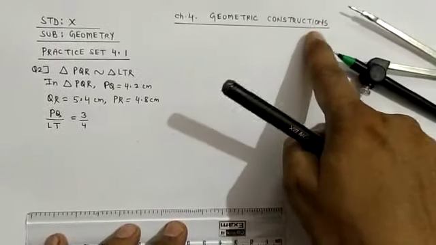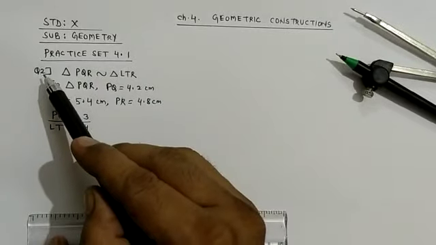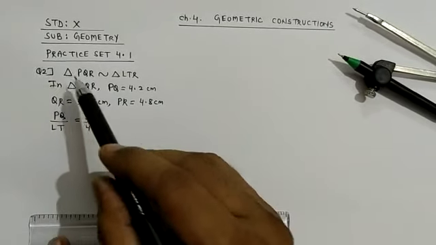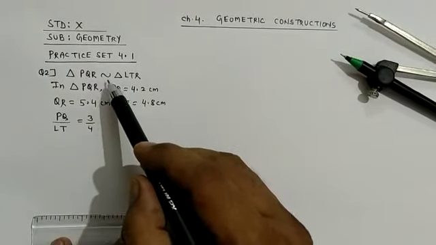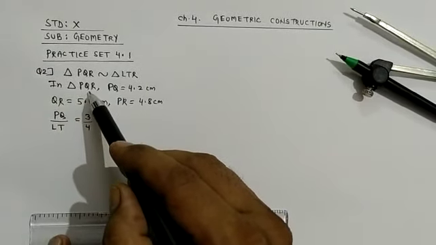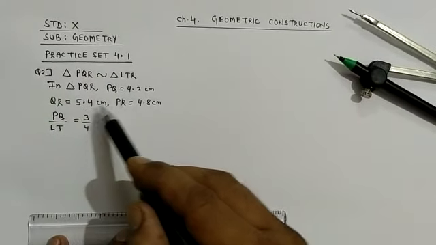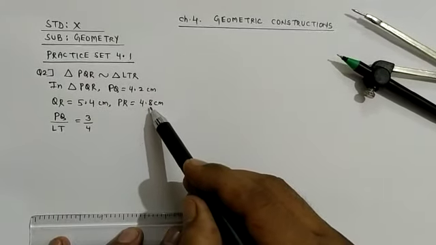In the topic Geometric Construction Practice Set 4.1, today we'll see how to solve question number 2, how to construct triangle PQR similar to triangle LTR. Measurements of triangle PQR are given: PQ is 4.2 cm, QR is 5.4 cm and PR is 4.8 cm.